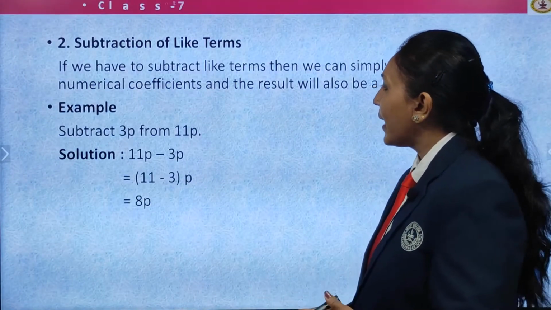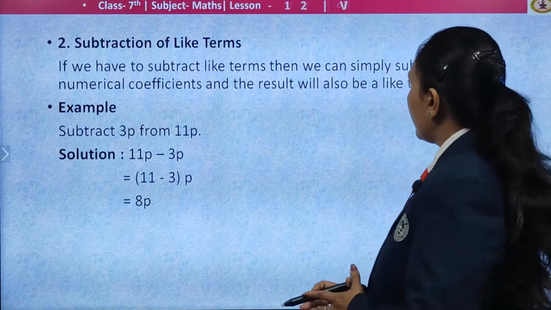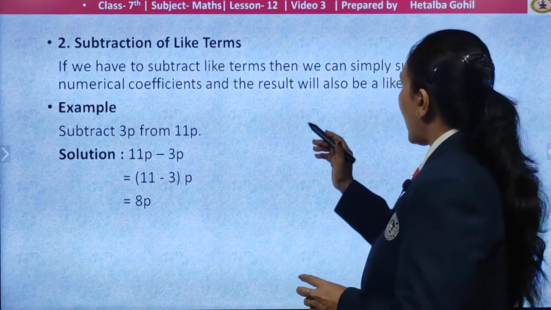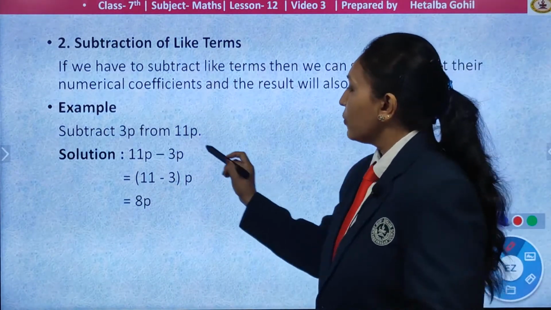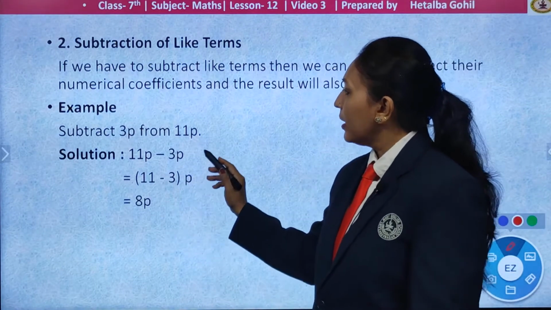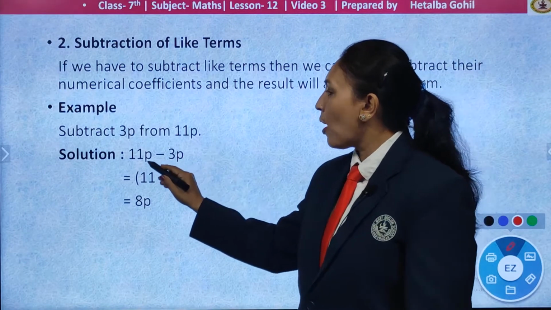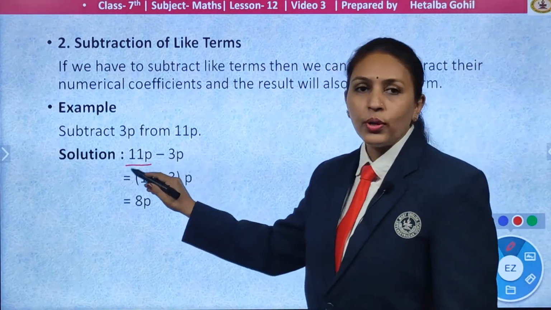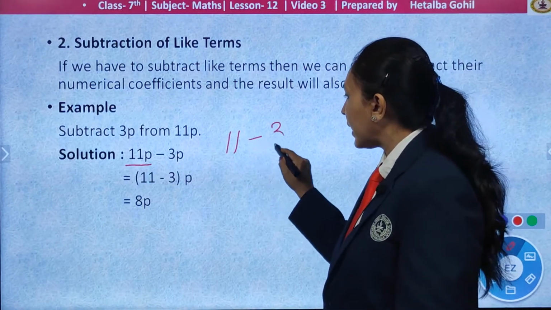Subtraction of like terms. If we have to subtract like terms, then we can simply subtract the numerical coefficients and the result will also be a like term. Okay, here like terms only we are going to get. For example, subtract 3p from 11p. From means 11p minus 3p. As I told you, only subtract the coefficients, that is 11 minus 3.